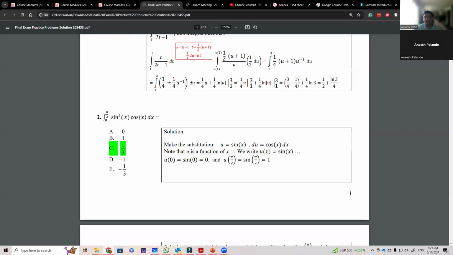And if u is equal to sine, then du is going to be the cosine. So that's going to take away this term. And this is just going to be u to the 3 divided by 3. And between 0 and pi half, we just plug in the values that we have. It is going to give me sine of pi half, which is 1. And so that will give me 1/3. That's the value here.